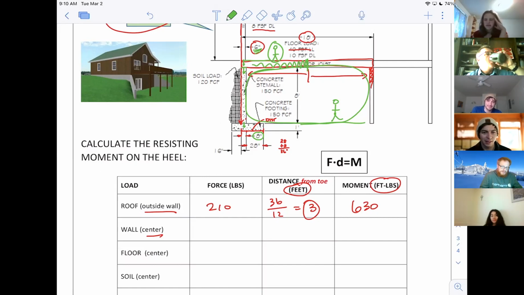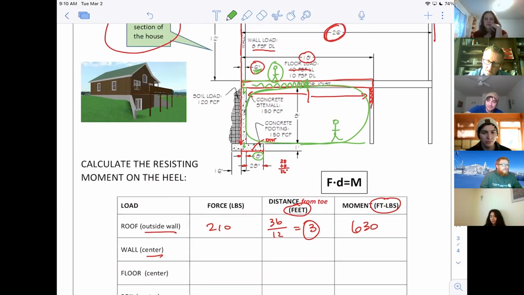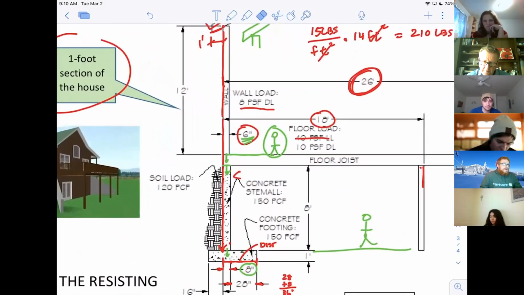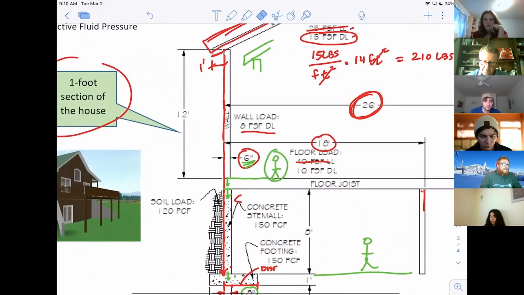Is the weight of the center wall 48 pounds? The center wall, I don't know what you mean. The wall that's on top of the concrete? No, because how tall is it? It's 8 pounds per square foot.